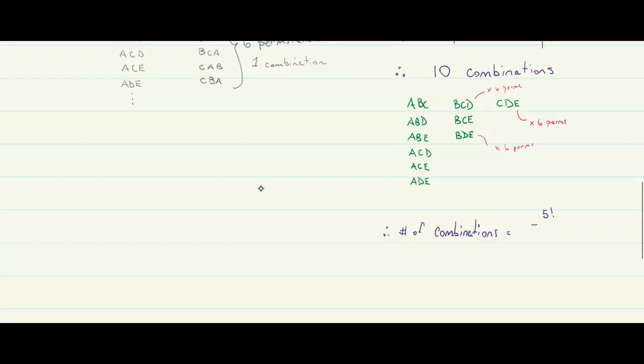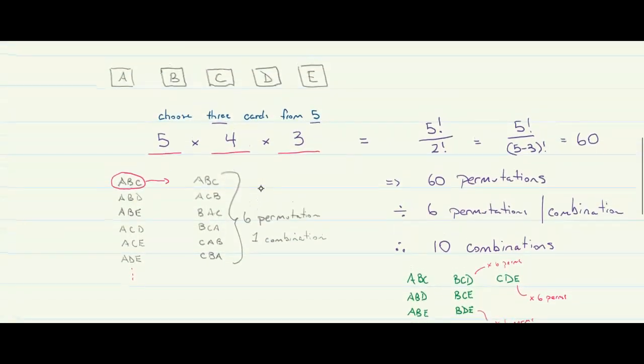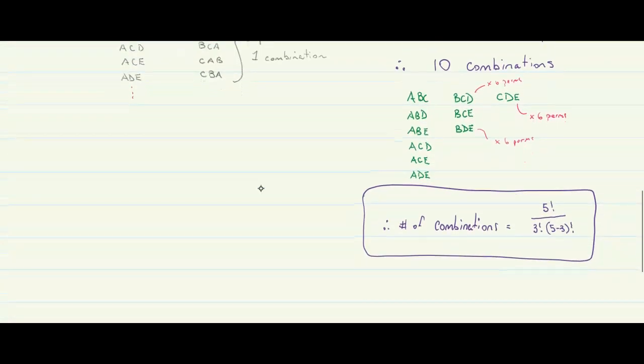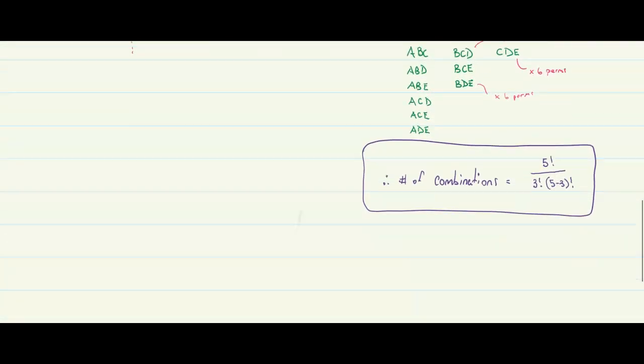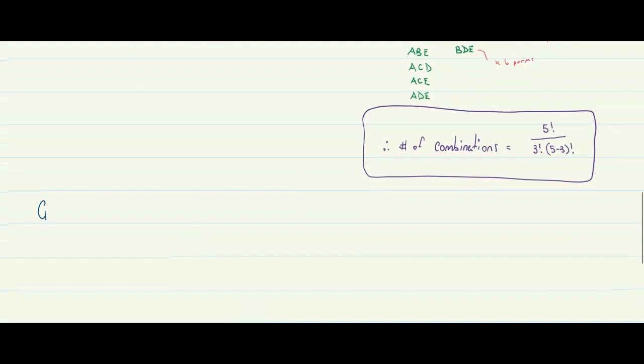Now we need to divide by 6, right? So we're going to divide by 3 factorial, isn't it? 3, 2, 1 over 5 minus 3 factorial. So there's our number of combinations of 3 from 5, and here is our number of permutations of 3 from 5.